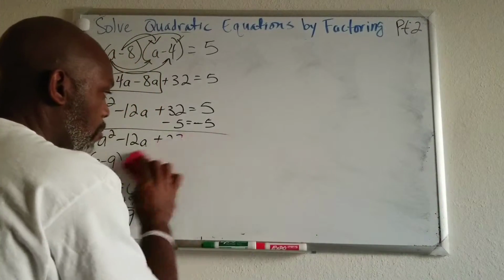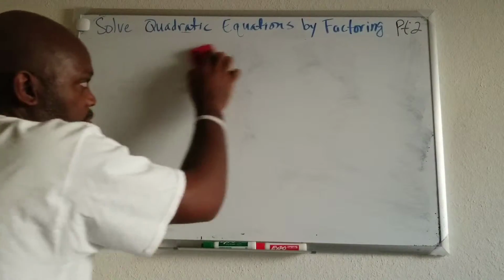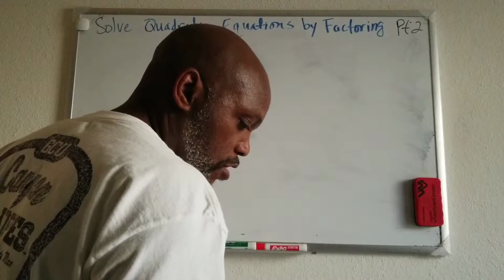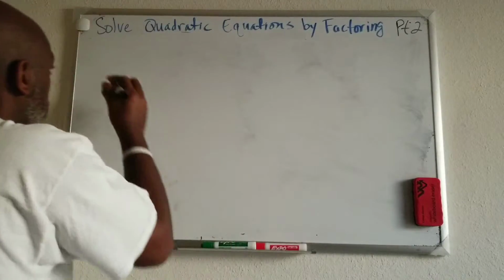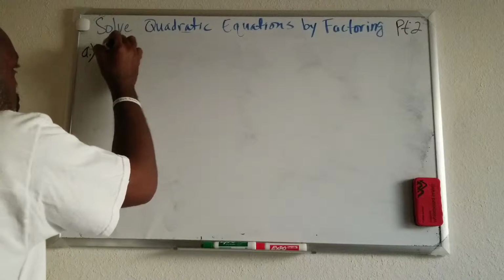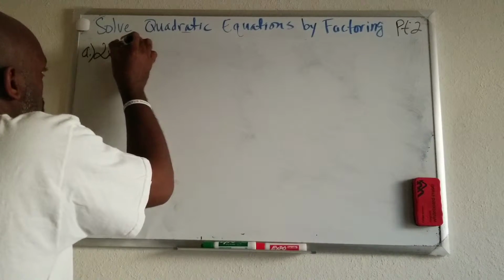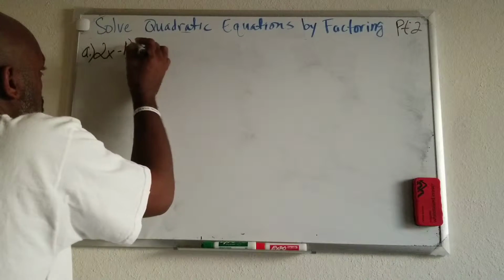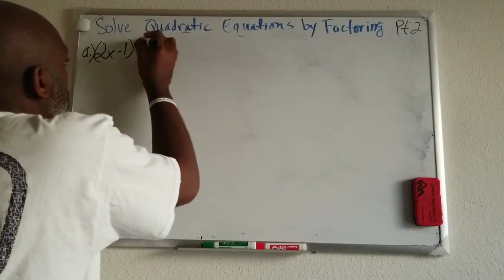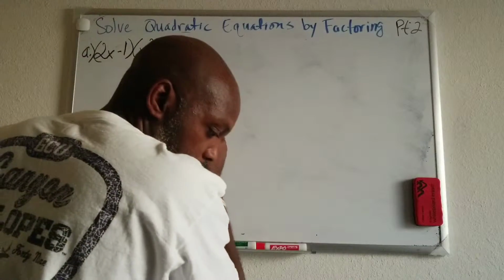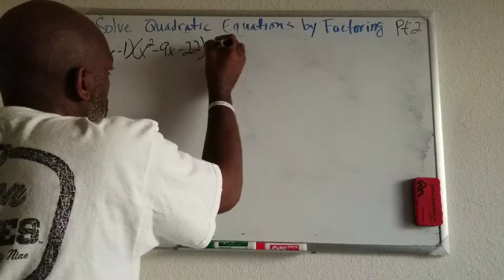All right. Now I'm going to move on to the last parts of this particular video. And this is solving higher degree equations by factoring. All right. So we have 2x minus 1 times x squared minus 9x minus 22 equals 0.